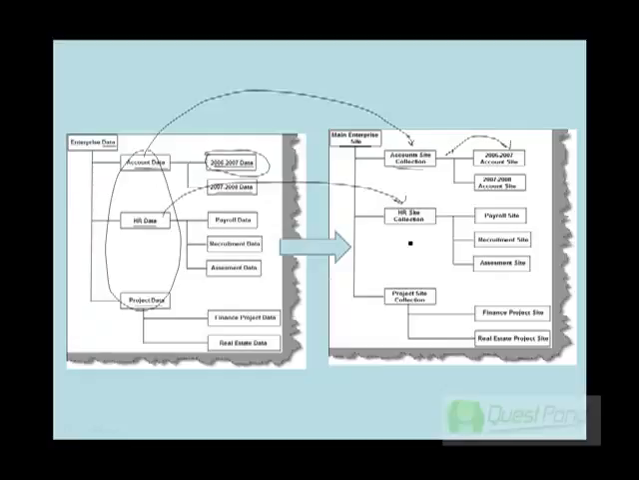For example, you can have an HR site, and the HR site needs a payroll site, a recruitment site, and an assessment site. Then you can have a project site, and a project needs a finance project site, a real project site. So SharePoint gives you the view of enterprise hierarchical classification according to departments.